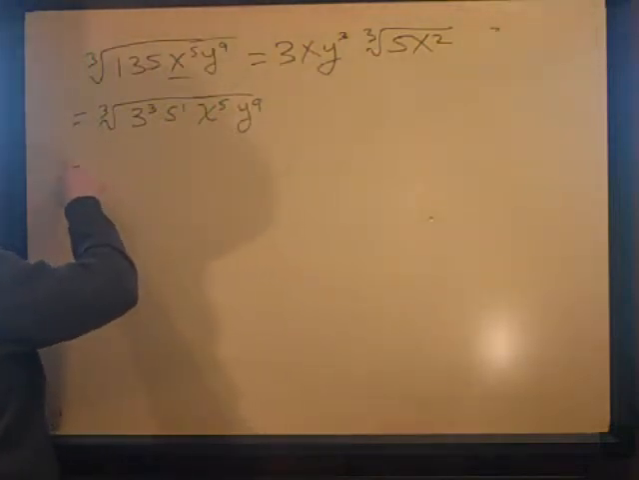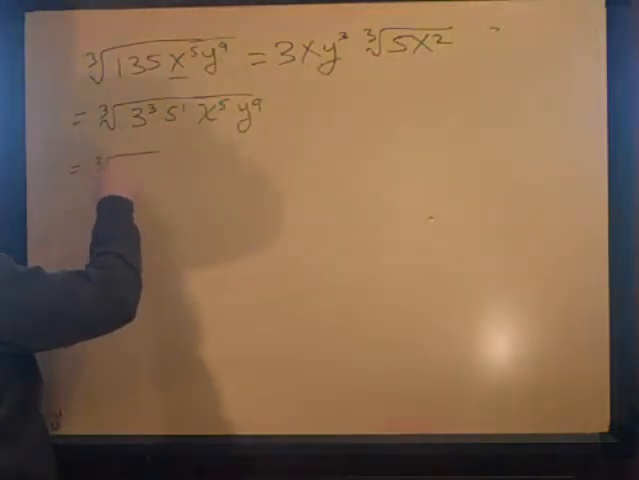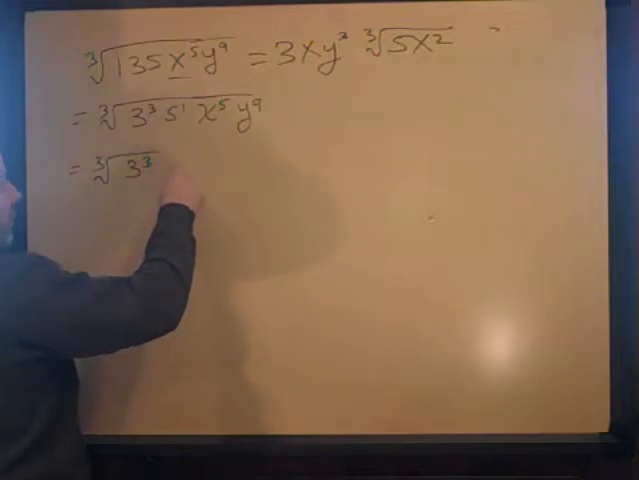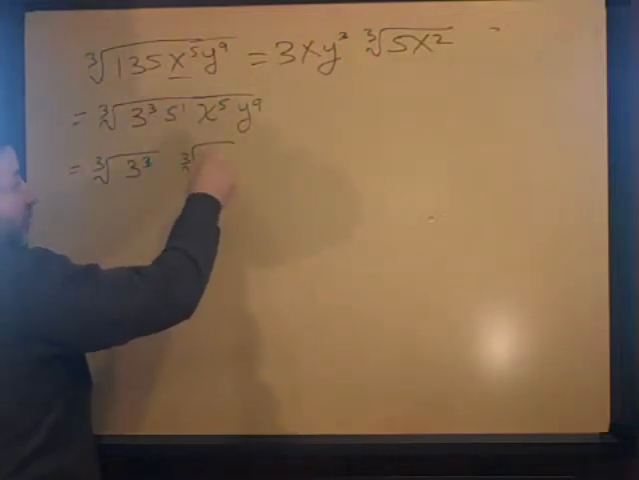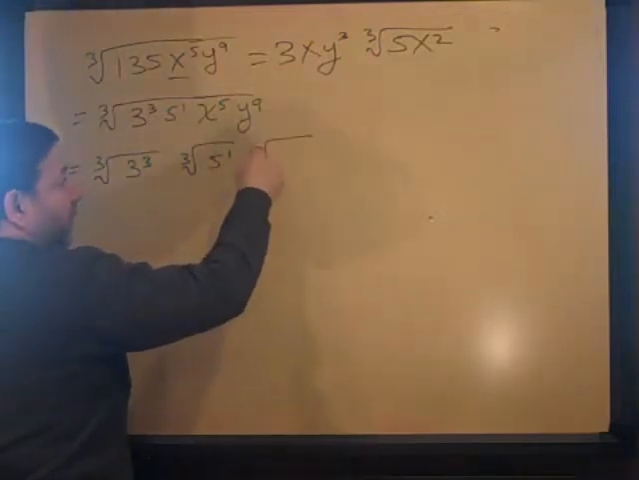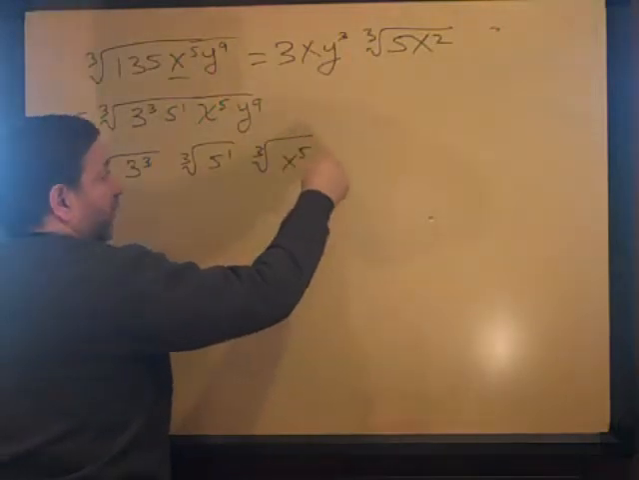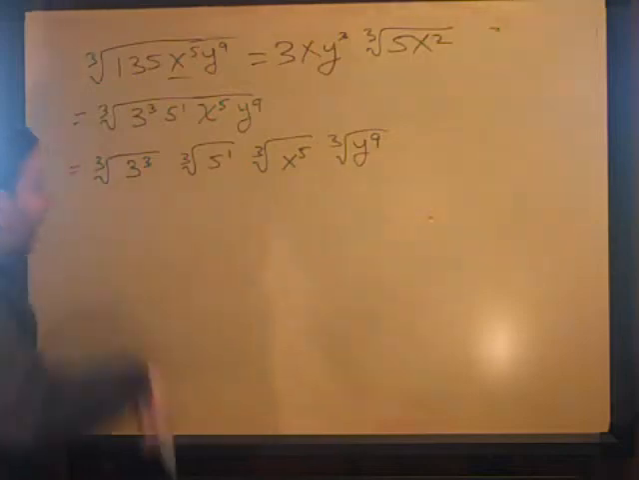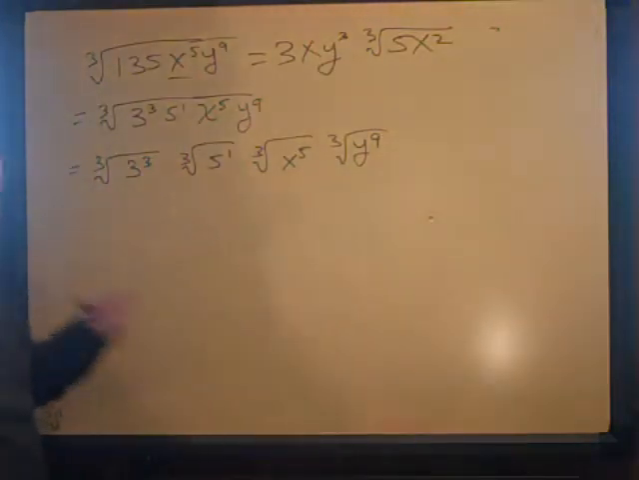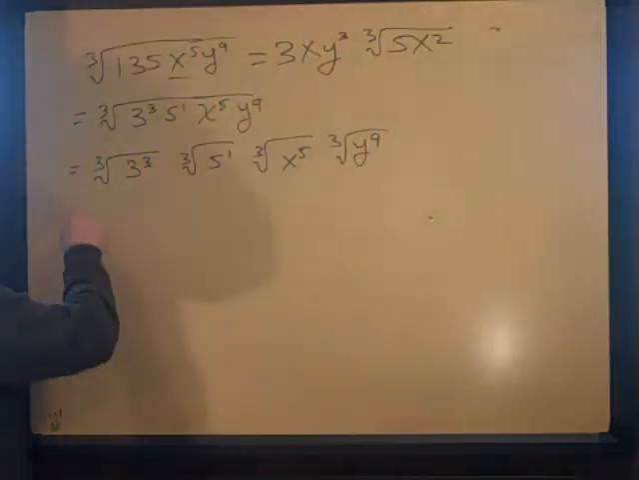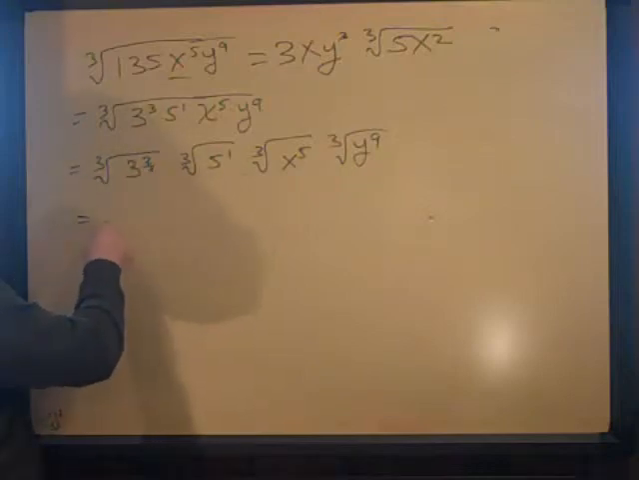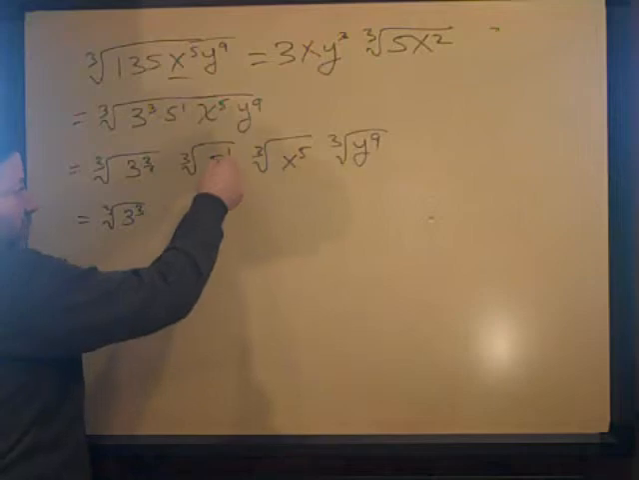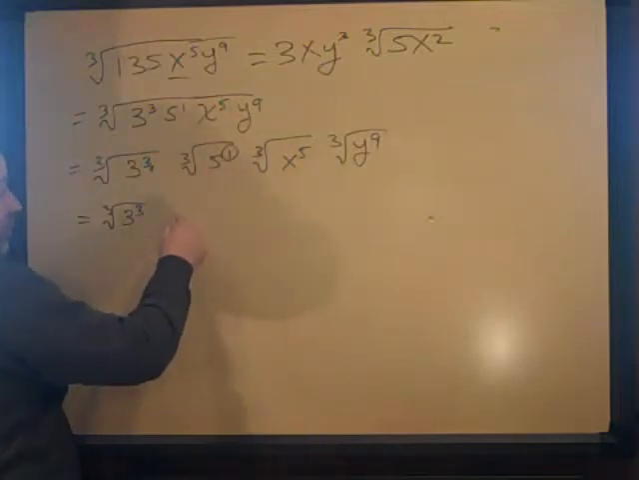So this mess is equal to the cube root of 3 cubed times the cube root of 5 to the 1 times the cube root of x to the 5th times the cube root of y to the 9th. Now I'm not saying you need to write this, but this is the logic behind it. That power is 3, so that's good. No 3's go into 1, so that stays.